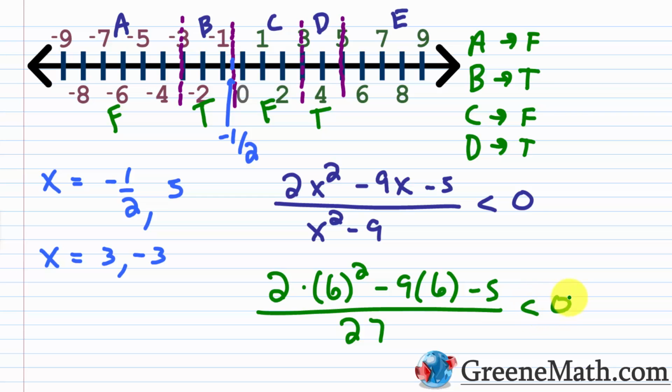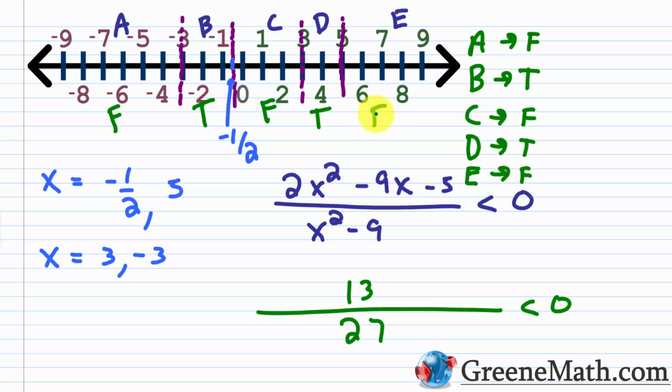So is this less than 0? Well, 6 squared again is 36. 36 times 2 is 72. So this is 72 here. -9 times 6 is -54. So this is going to be minus 54. And then you have minus 5. So 72 minus 54 is 18. 18 minus 5 is 13. So 13/27. Again, this is a positive number. It's not less than 0. So for E, this is going to be false.